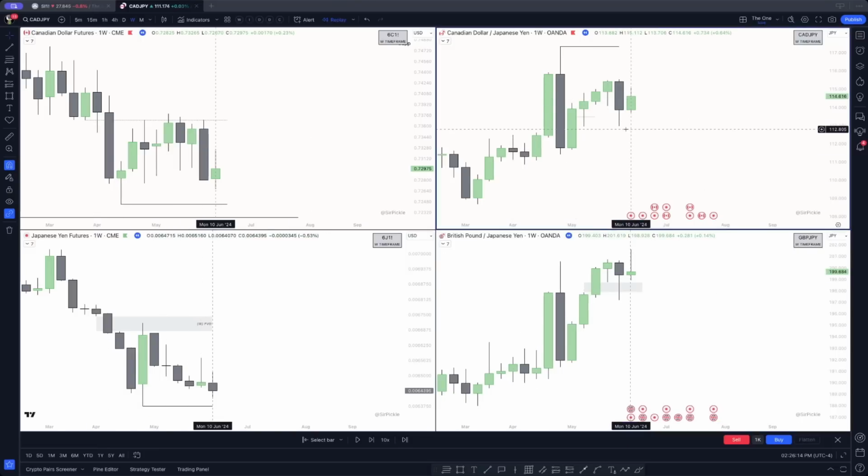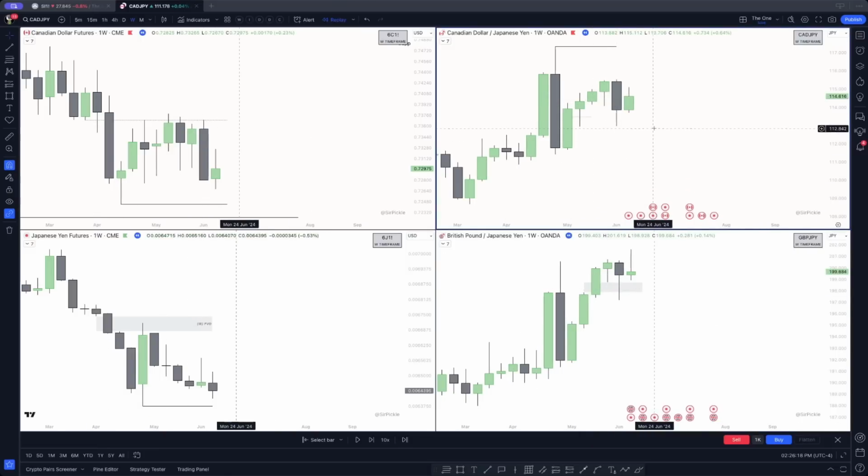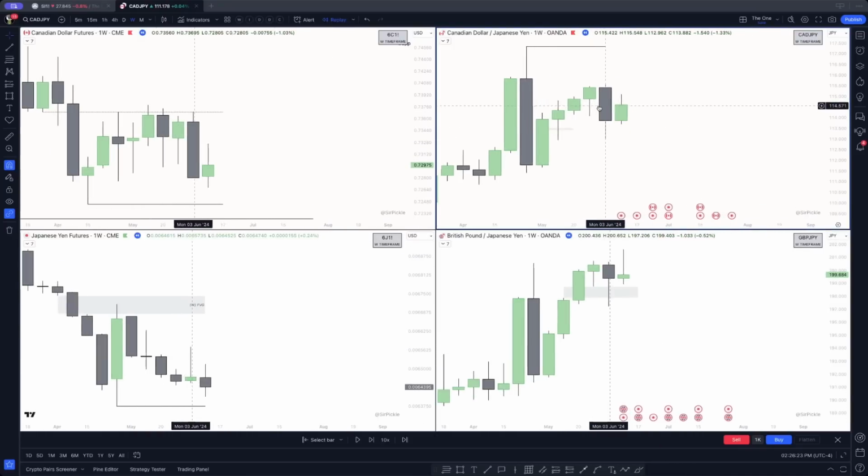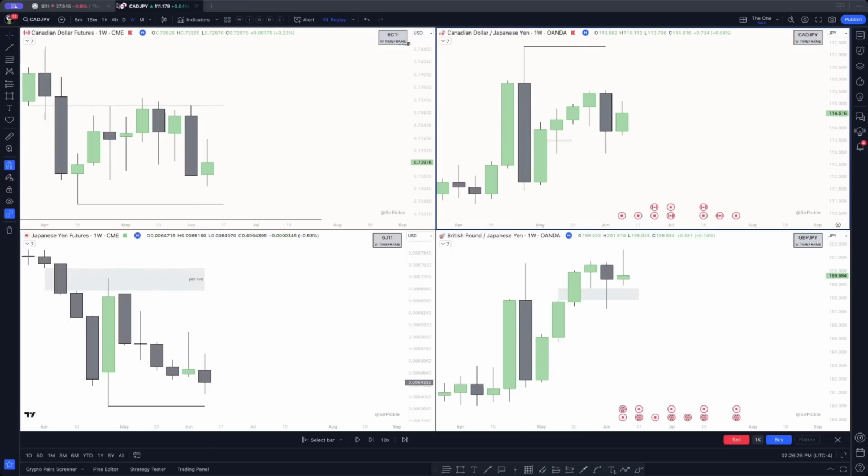If we look at CADJPY, we don't have any sort of context here. And we know that because we're pairing a weak and weak currency and it's not going to see clean movements, clean price action, just conditions we want to overall avoid.